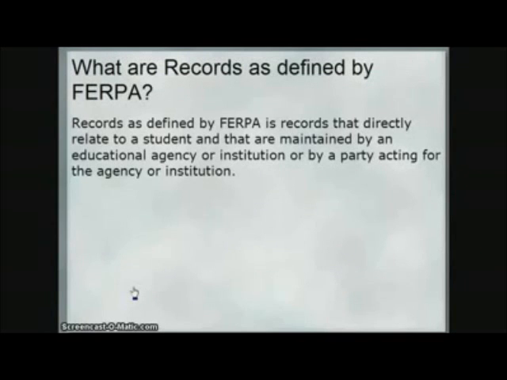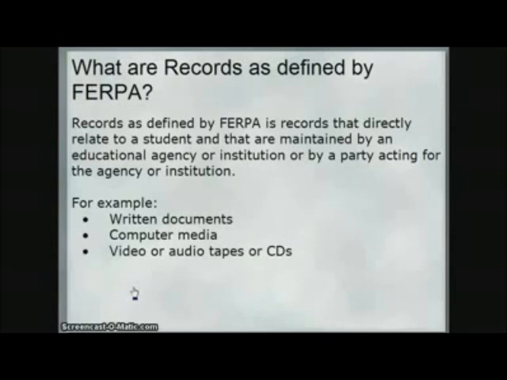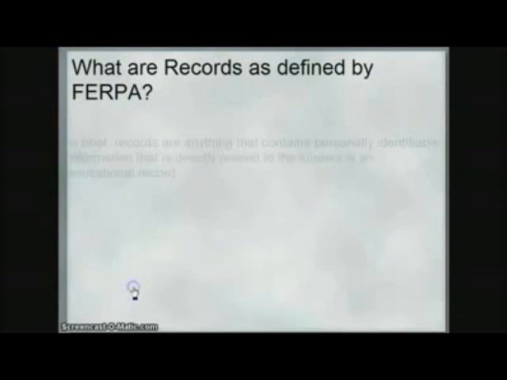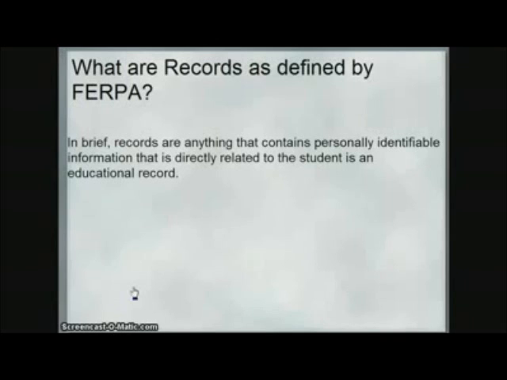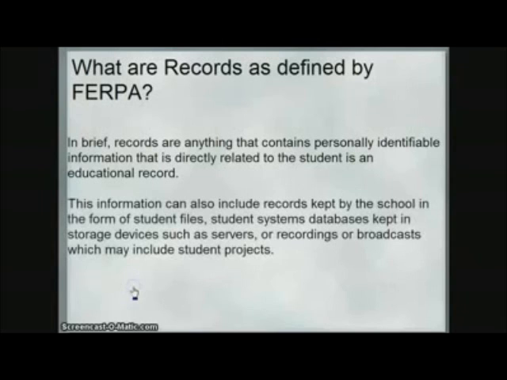What are records as defined by FERPA? Records are defined as records that directly relate to the student and that contain personally identifiable information. For example, written documents, computer media, video, audio tapes or CDs, photographs. In brief, records are anything that contains identifiable information to that student.